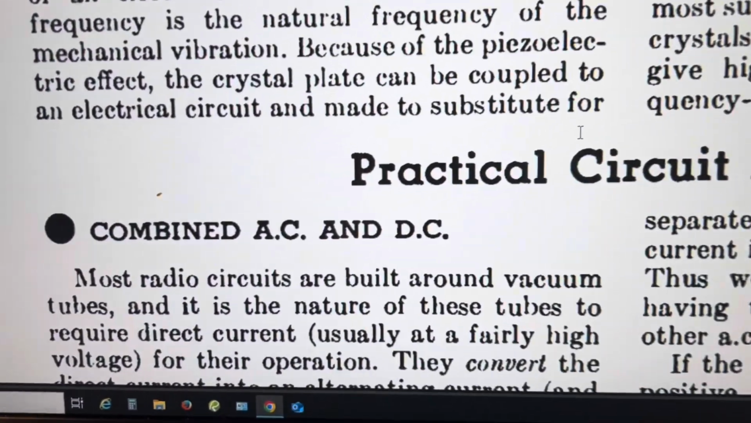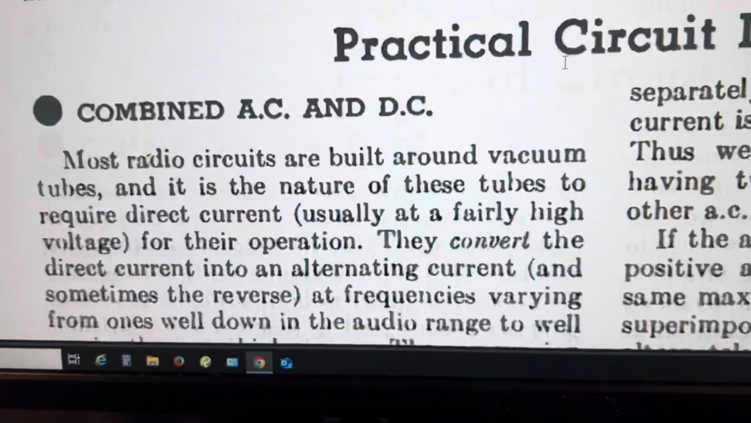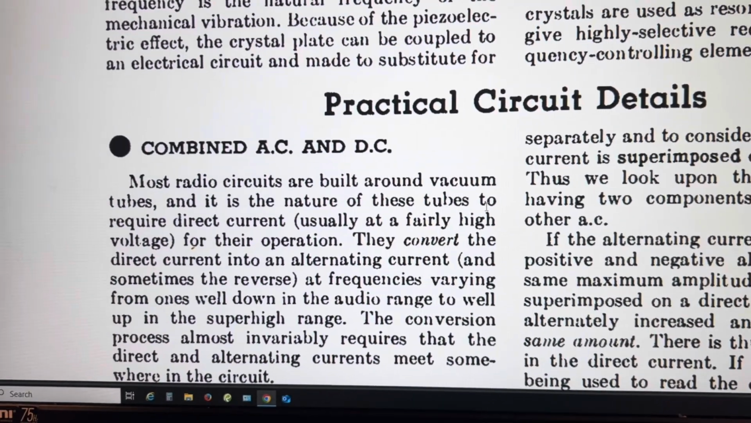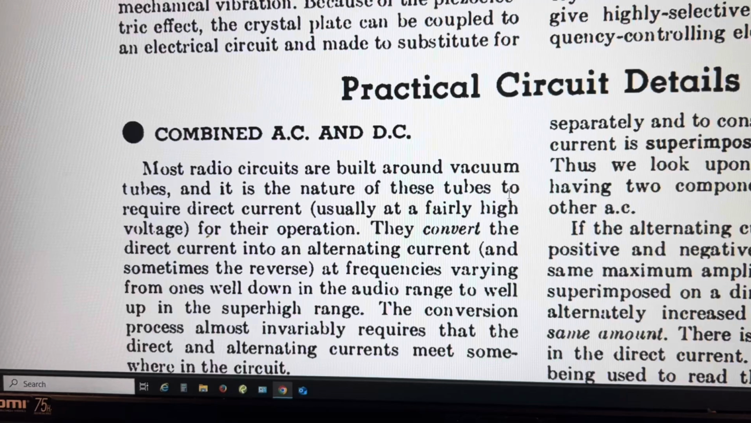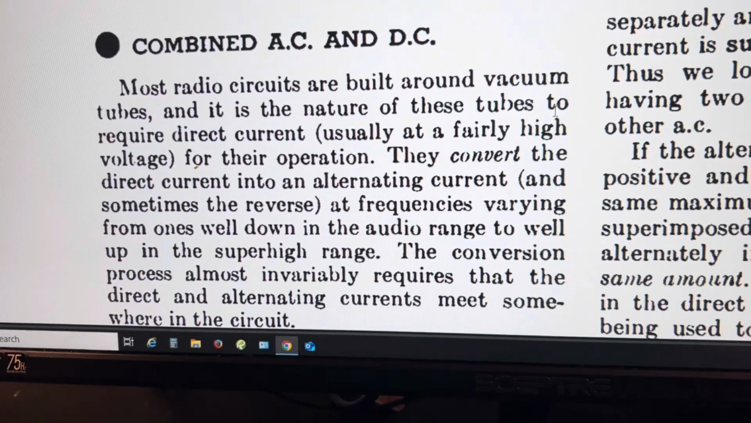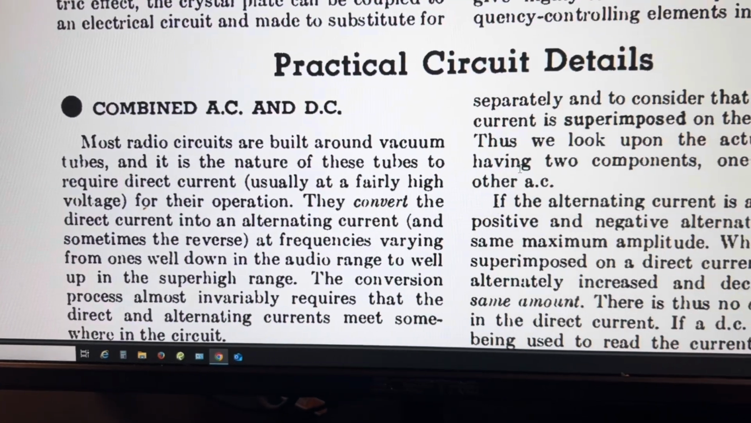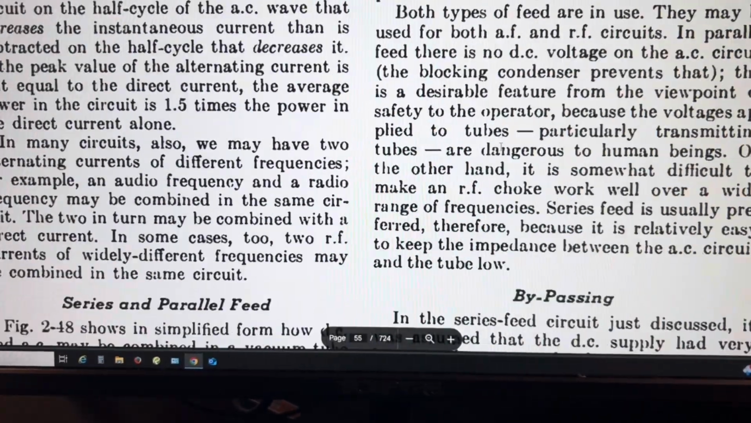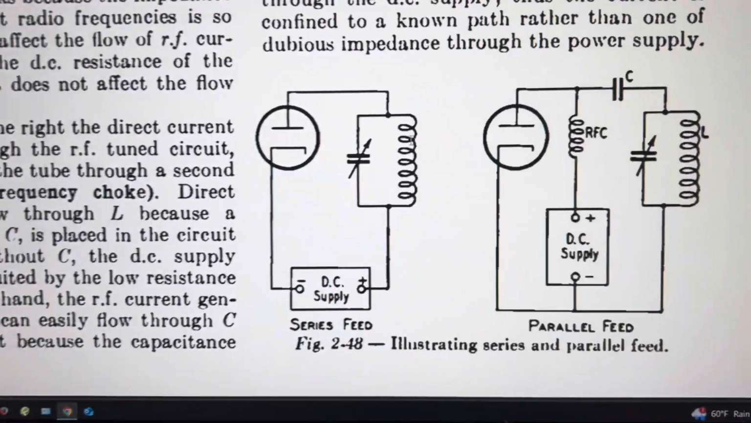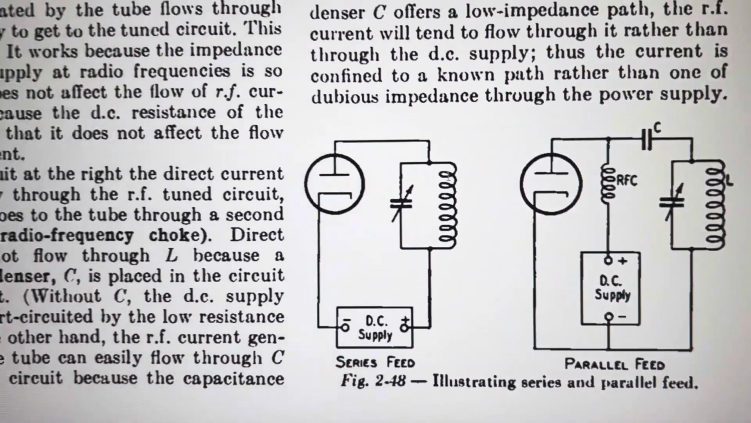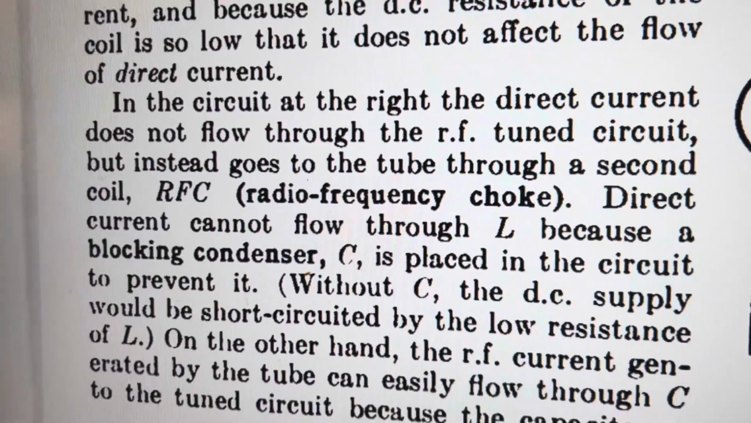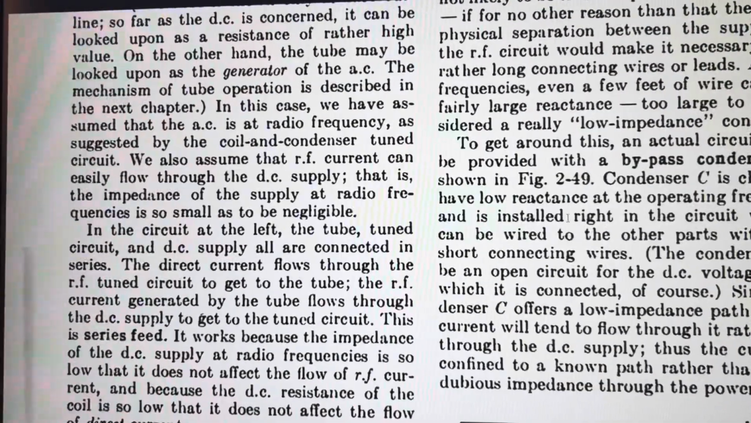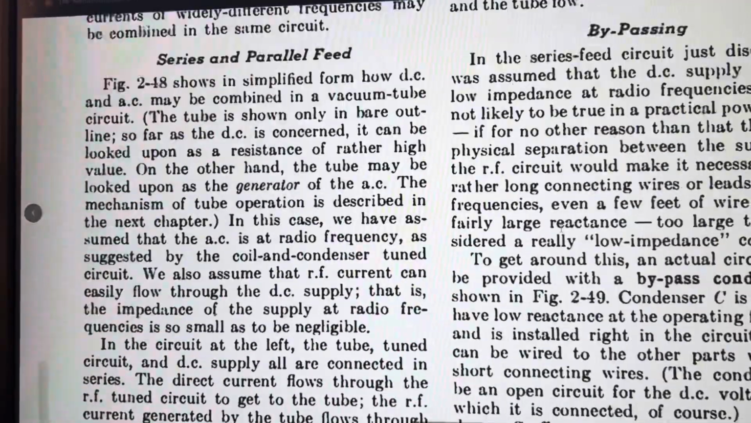We talk about combined AC and DC. I didn't know you did that. But in these old vacuum tube type rigs, there's a lot of high voltage in there, but there needs to be some AC being converted to DC to operate with these vacuum tubes. And we're just starting to get into that. Here's a radio frequency choke. So there are things I've heard about in radio that I'm gonna have to study more.